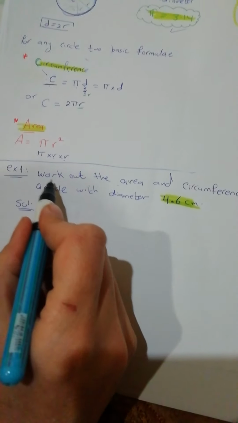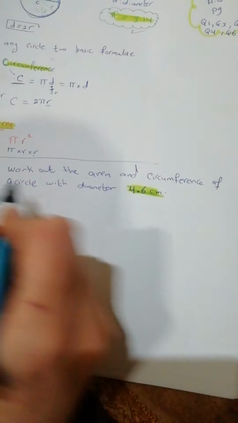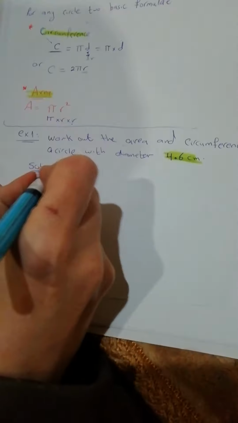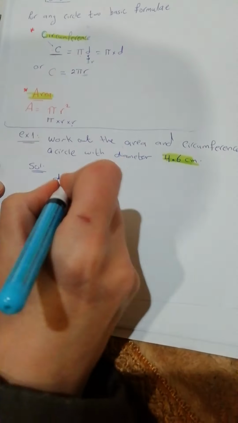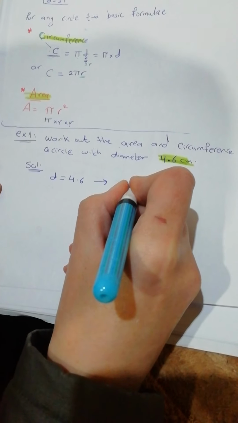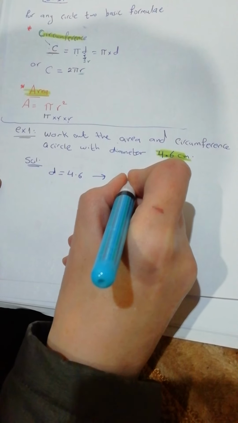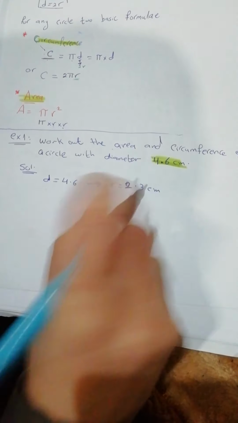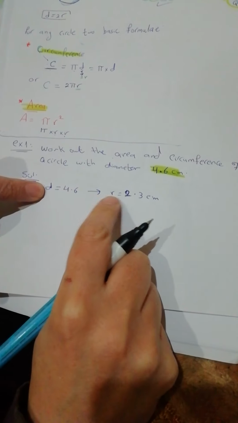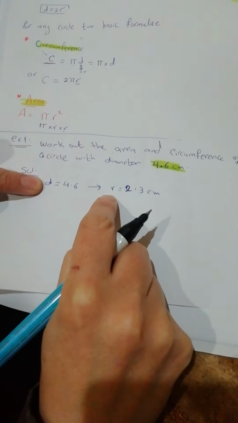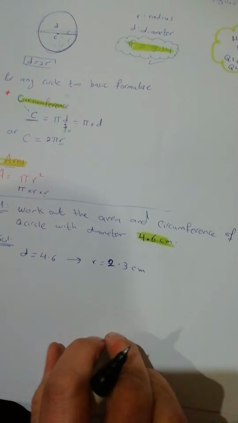Example 1. Work out the area and the circumference of a circle with diameter 4.6. Now the given information was the diameter. Diameter is 4.6. So the radius will be 2.3 centimeters, because the diameter is a double of radius and the radius is a half of the diameter.